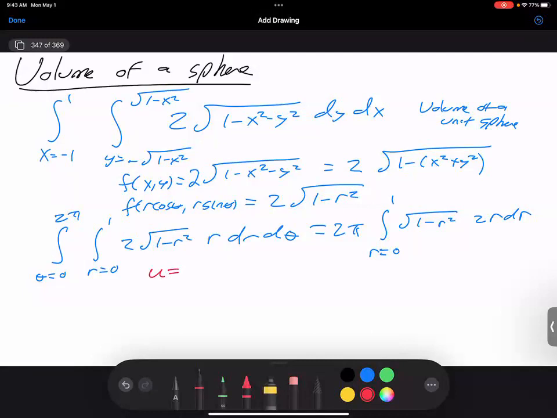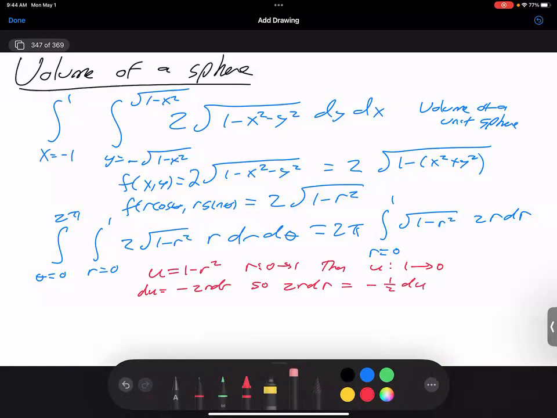1 minus r squared. So if r goes from 0 to 1, then u goes from where to where? One to 0. I always like being extremely explicit and writing down before I do anything, what's my u, what's my initial bounds of integration, what's my new bounds of integration. So du is negative 2r dr. So 2r dr is equal to negative 1/2 du. No, I'm sorry, it's just equal to negative du.